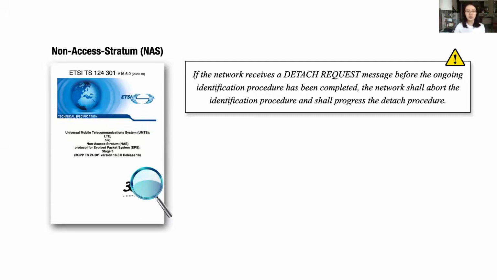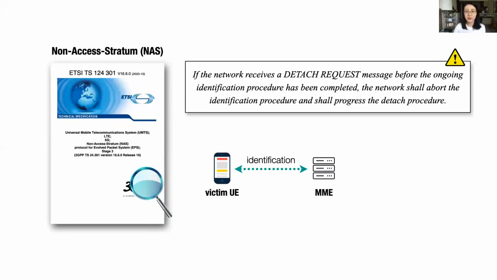So we want to know what happens when the victim UE and the network are performing an identification procedure. During this period, if the network receives a detach request message from the malicious UE who spoofs the victim UE with its identity, we're curious about whether the network will successfully remember to authenticate the malicious UE or just follow a short description to perform the risky operation to abort the identification procedure with the victim UE.